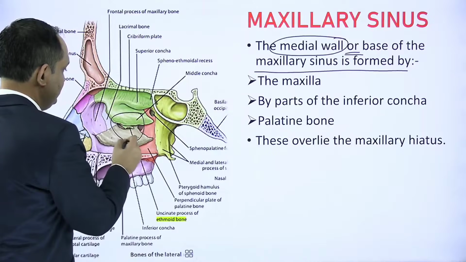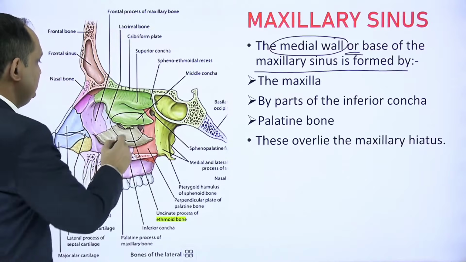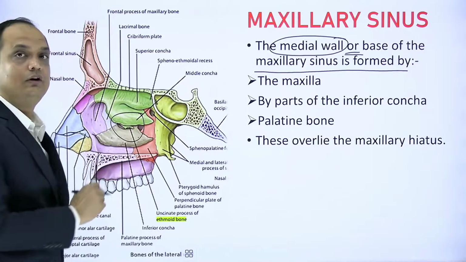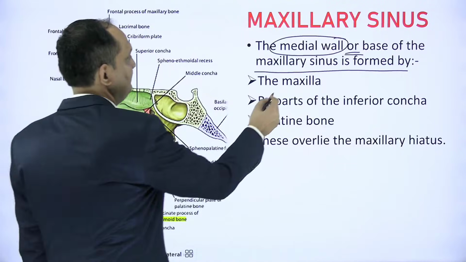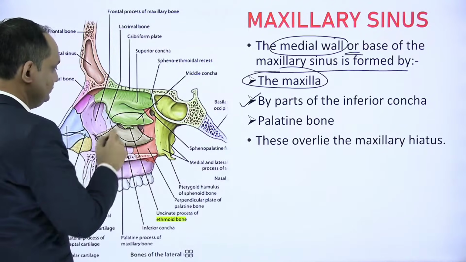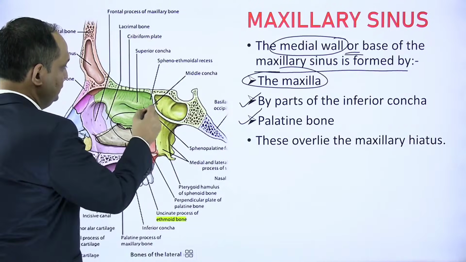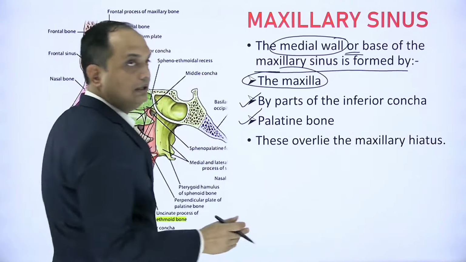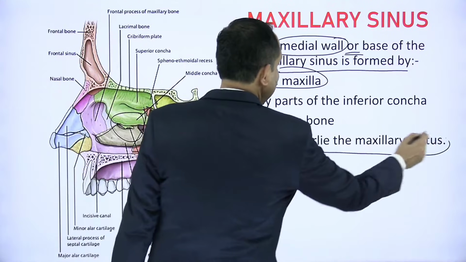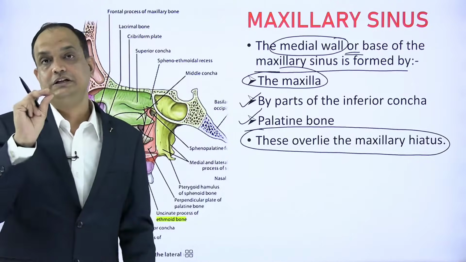Now, this part is not visible as large as it is. Why? Because it is closed by the surrounding bones. What are the bones closing this part of the maxillary sinus? First, the maxilla itself. Second, the inferior concha. Then posteriorly, the palatine bone, and it is also closed by the periosteum. Clear? So they all overlie the maxillary hiatus and close this large medial base into a small opening.